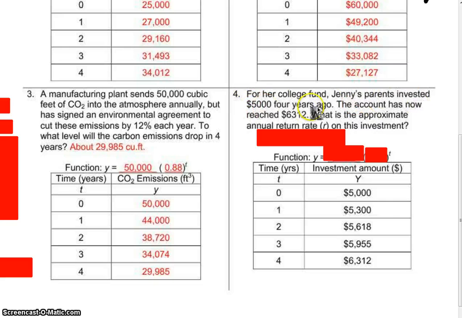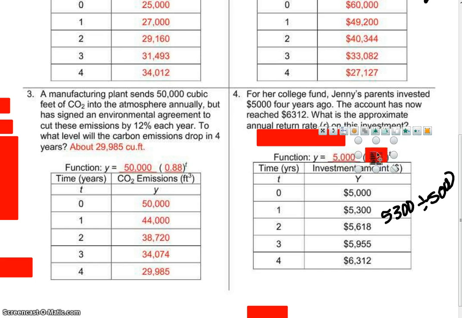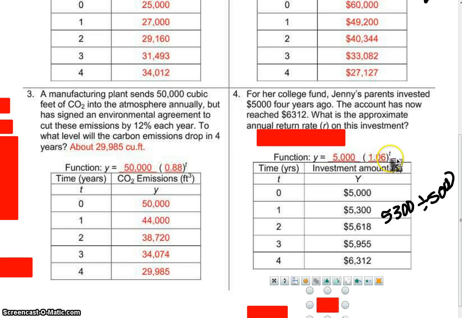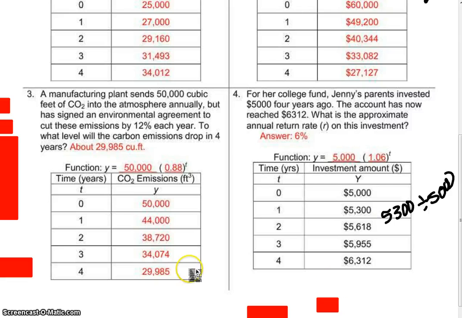Invested 5,000 4 years ago. It's now 6,312. What is the approximate rate of return? Well, we know that the A is 5,000. To get your B, you would do 6,312 divided by 5,000 so that you know what the B is. Now, then you've got to add that to the 1 to keep up with your original. Okay, it's going up each time, so it's 1 plus the 0.06. So 6% is your answer here.